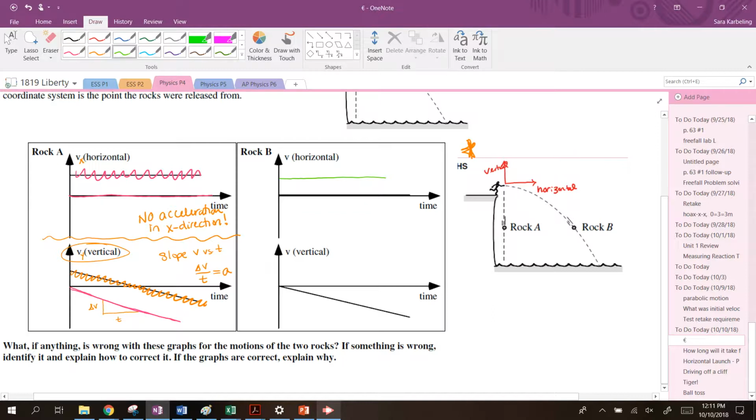Boom. So is this graph okay? Yes, it is. It's the only one. 1 out of 4, 25% for this kid. Hopefully now if you had a question like this on a test, you could do it.